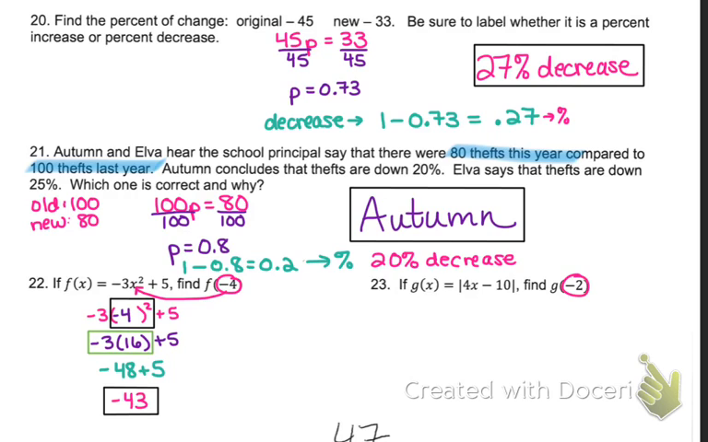23, same thing. Take that -2 and plug it in for x. Use parentheses. So inside those absolute value bars, we must multiply before we subtract. So 4 times -2 gives me -8. Again, we still can't take them out of the absolute value bars until they're by themselves, so subtract inside to get -18. Now we can take the absolute value of -18, which is positive 18. And that's it.